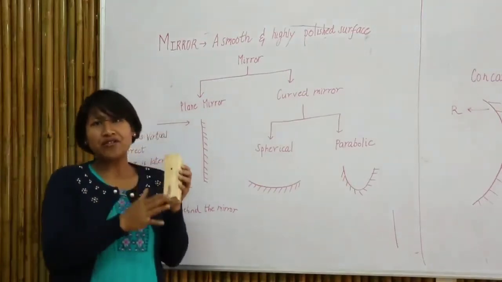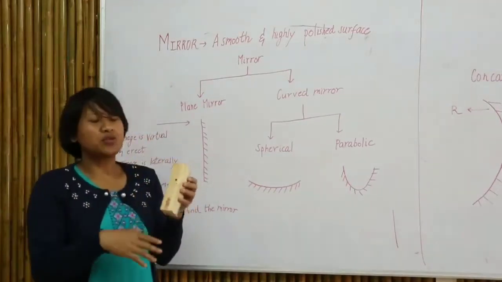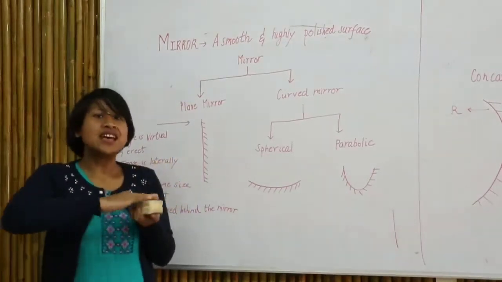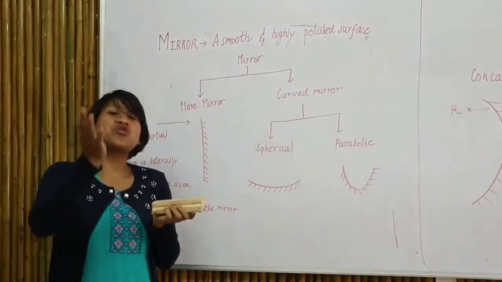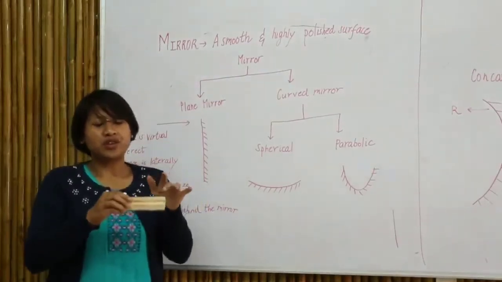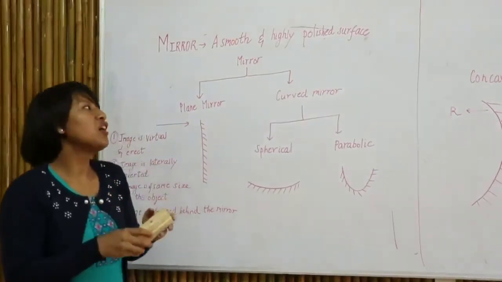That's why at the back of the plane mirror which we use in our home, you will find that there is a red color. That is lead oxide, which is used for protecting the silver, which is used for reflecting.